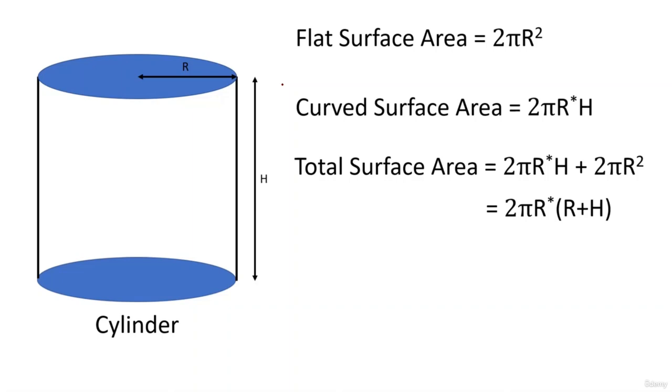Now, as I told you guys, the volume is very, very simple. It was the area of base into the height for the prism. Same thing you apply over here. The base area here is the area of the circle, that is pi r square, multiplied by h. The volume is pi r square into h.